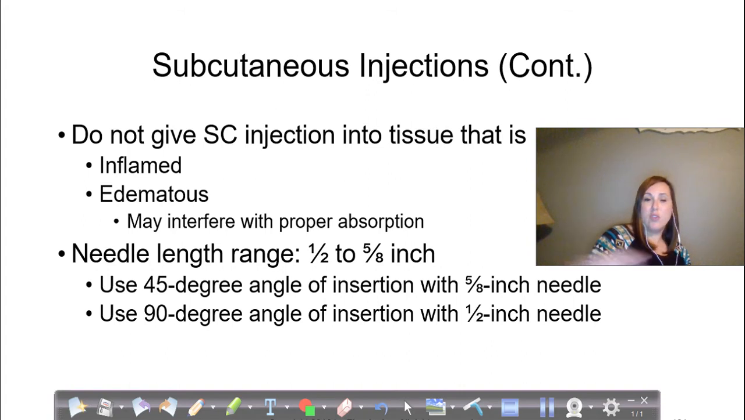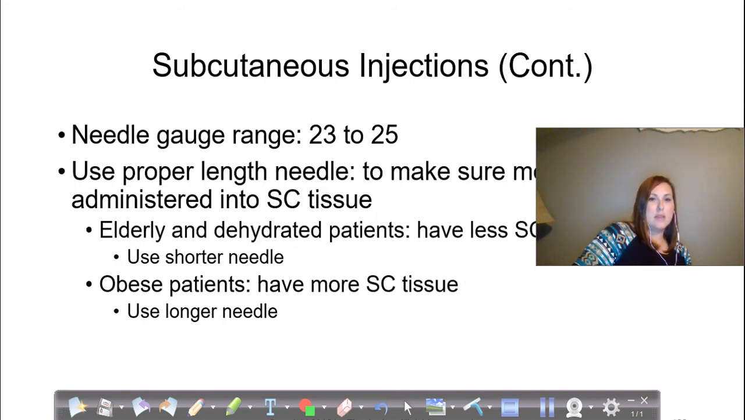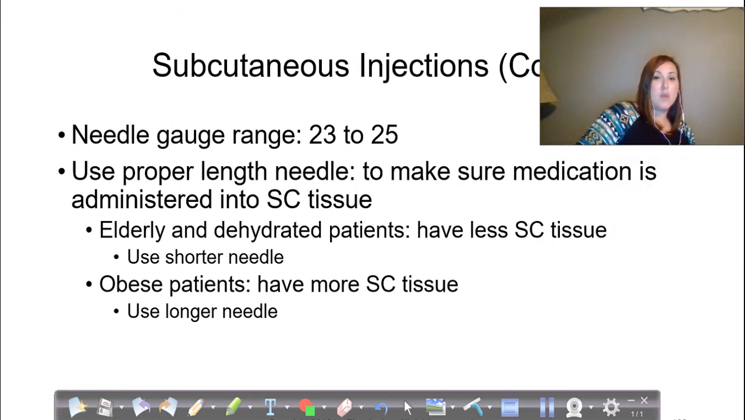Usually you're going to use a 1/2 to a 5/8 inch needle. If you have to use a 5/8 inch, you would use a 45-degree angle, or a 90-degree angle with a 1/2 inch. But you're most commonly going to give a sub-Q injection at a 45-degree angle. The needle gauge is small, 23 to 25. Again, you want to use the proper length so that you're getting into the sub-Q tissue.